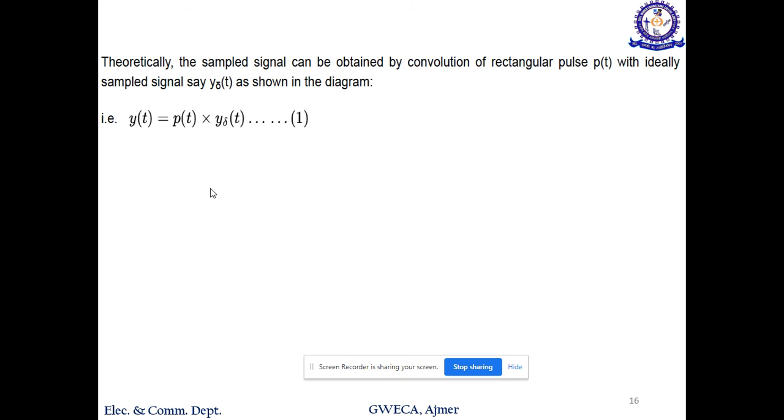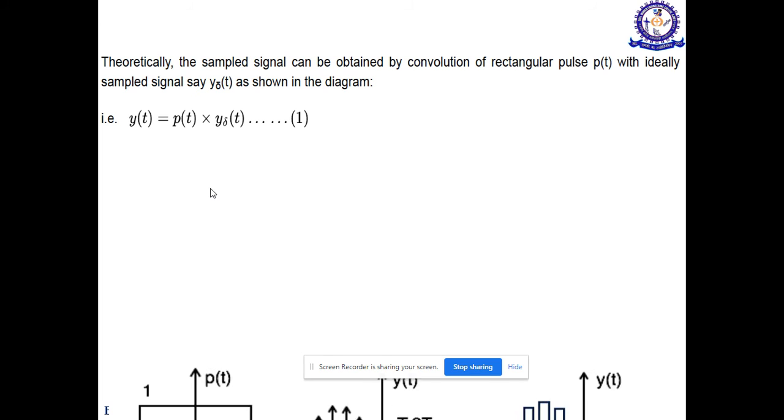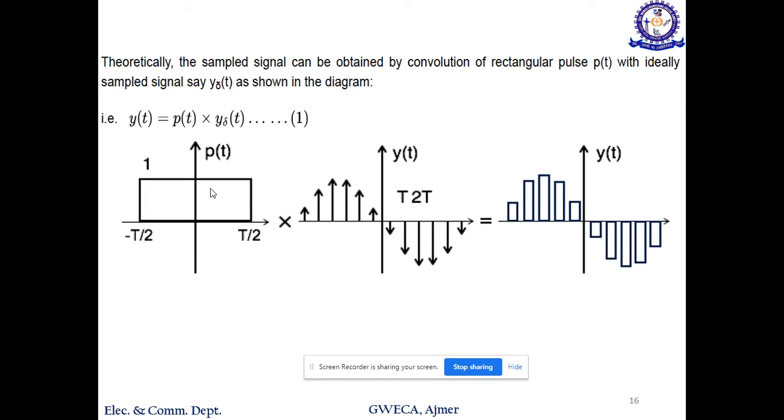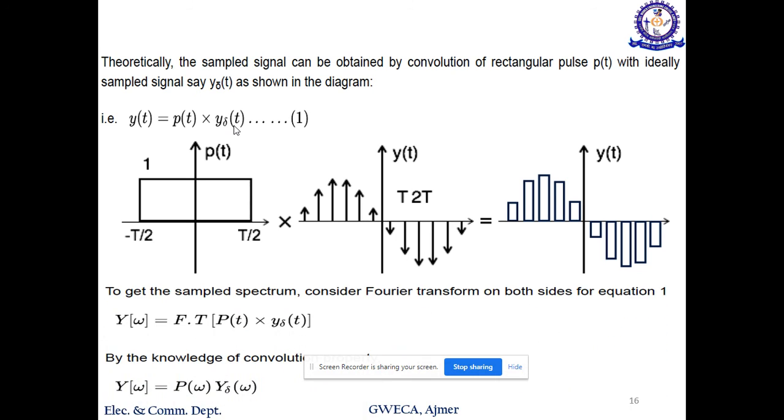So again, theoretically, the sampled signal can be obtained by convolution of the rectangular pulse with the impulse signal. Simply, take a square wave and multiply it with the impulse output, the simple impulse signal, and you get a flat top signal. This is the basic approach, that y(t) is equal to p(t) multiplied by y of delta t, the impulse signal. In the first case we have learned this impulse signal. Just multiply the square wave with the impulse signal.